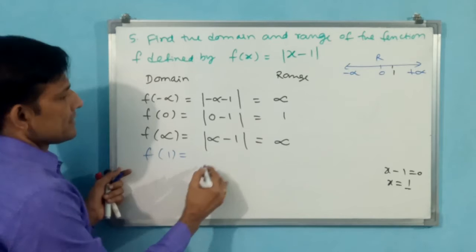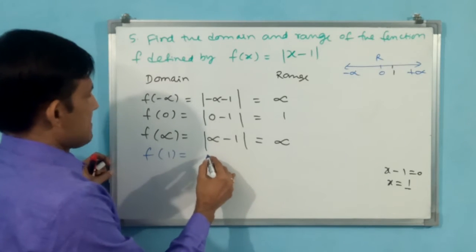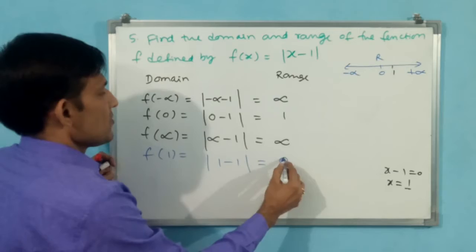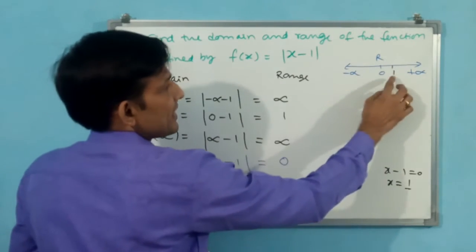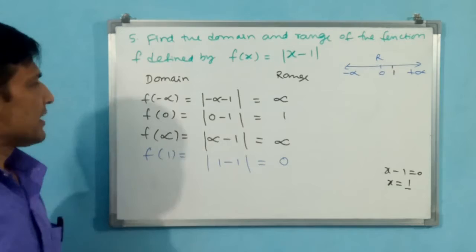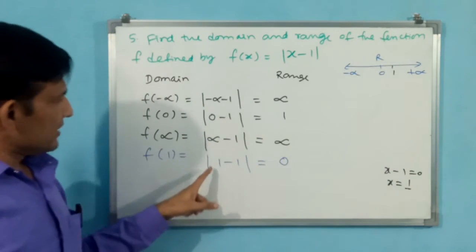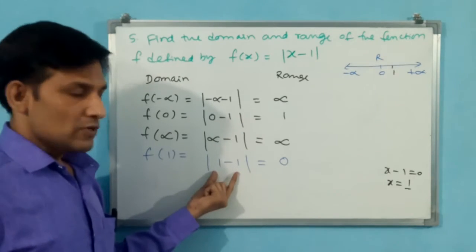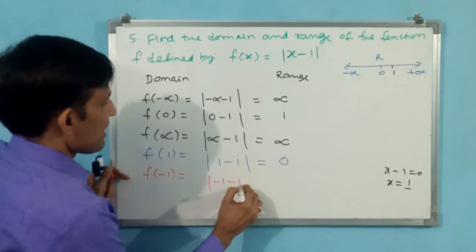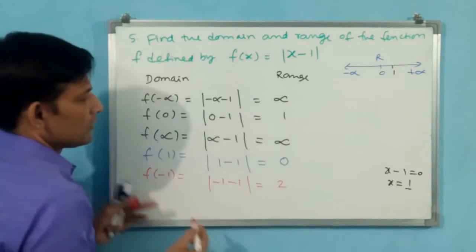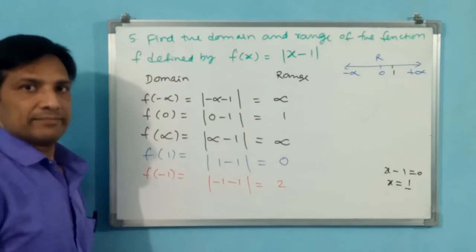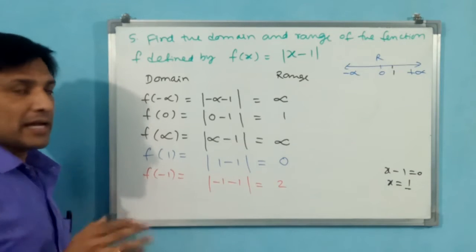F of 1 means 1 minus 1, that is equal to 0. That means our range has increased. Earlier only 1 to infinity was there. Now 0 to infinity. That means this we have to consider. You may ask, sir, why can't we take minus 1 also? If I take minus 1, minus 1, that means minus 2, 2 will come. 2 to infinity range is smaller, but 0 to infinity range is bigger. That is why 0 we have to consider. You understand? Like this you have to make analogy.